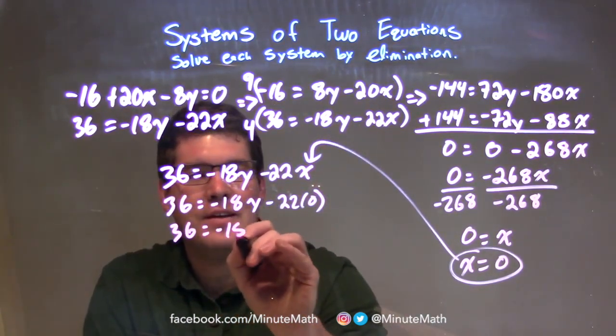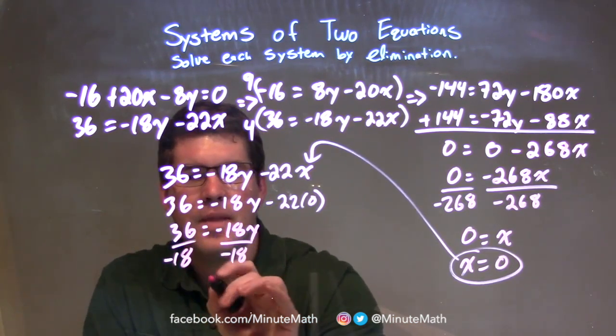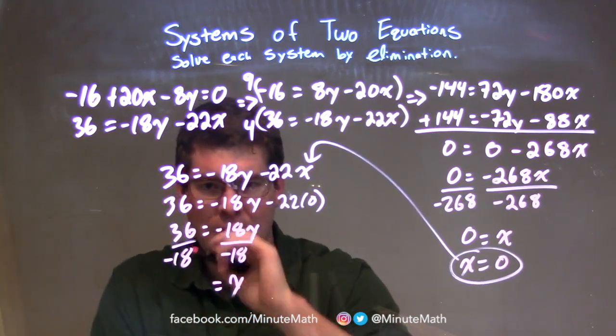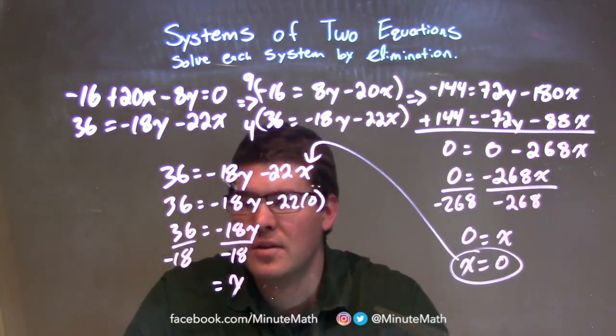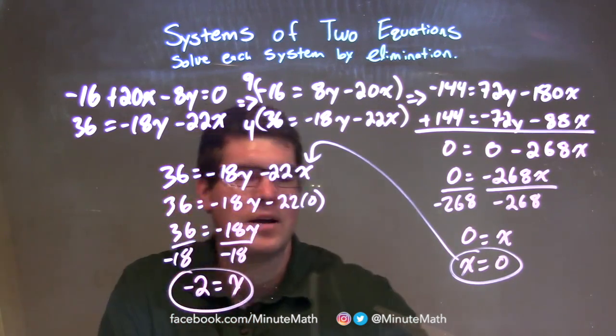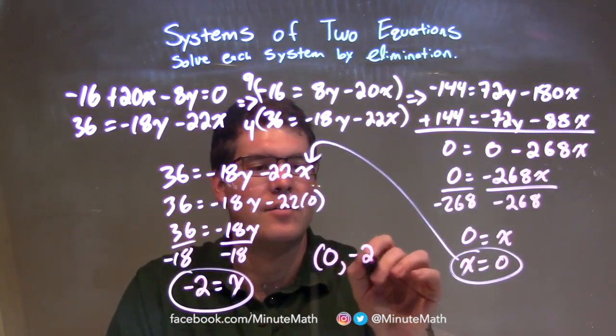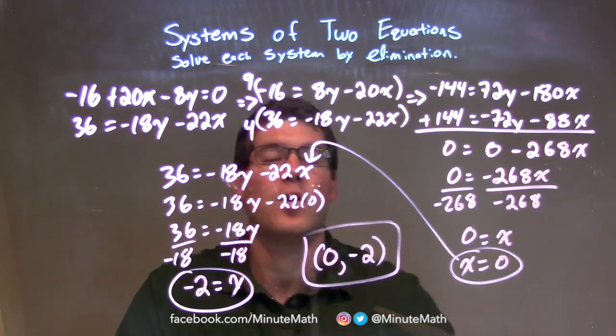36 equals -18y. Divide by -18 on both sides, and that gives me my y value by itself on the right, and 36 divided by -18 is -2. So we have y to be -2, x to be 0. Our coordinate point here is (0, -2), and there we have our final answer.